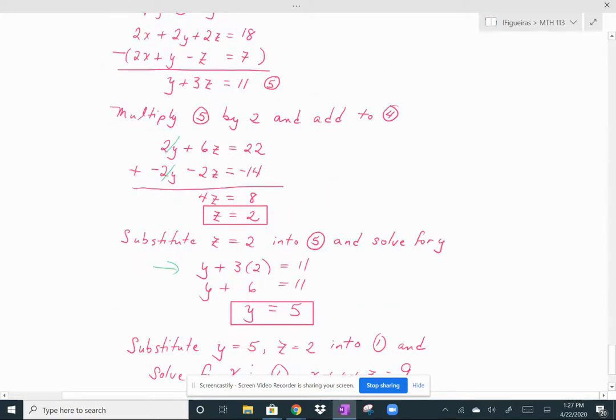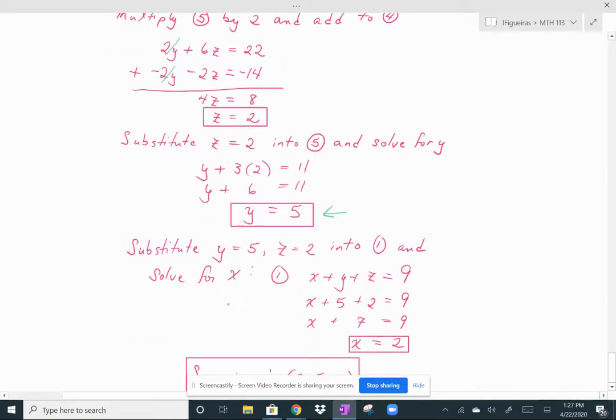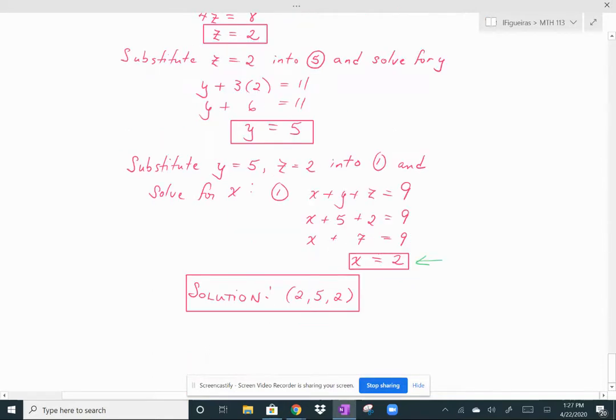And once you know y and z, then you go back to the original equations and you can choose any one of the three, equation 1, 2, or 3. And I chose equation 1. So you plug in y equal to 5 and z equal to 2. Those were our previous two solutions. And solve for x, and you get that x is equal to 2. So this is an independent system with a solution of 2, 5, and 2.